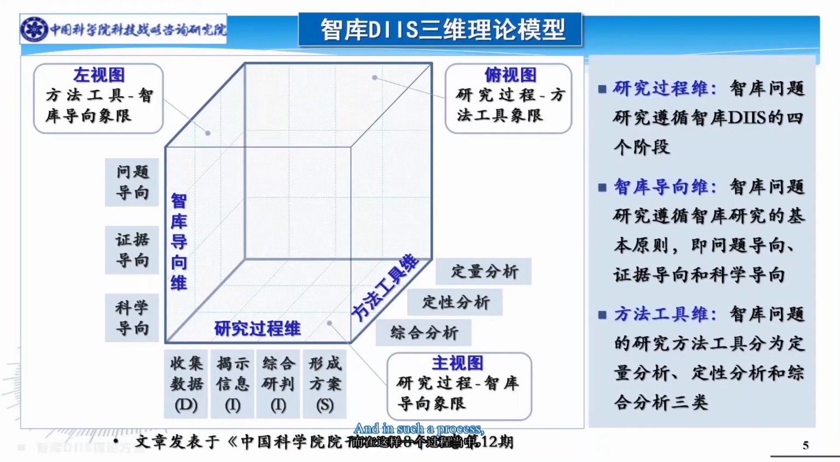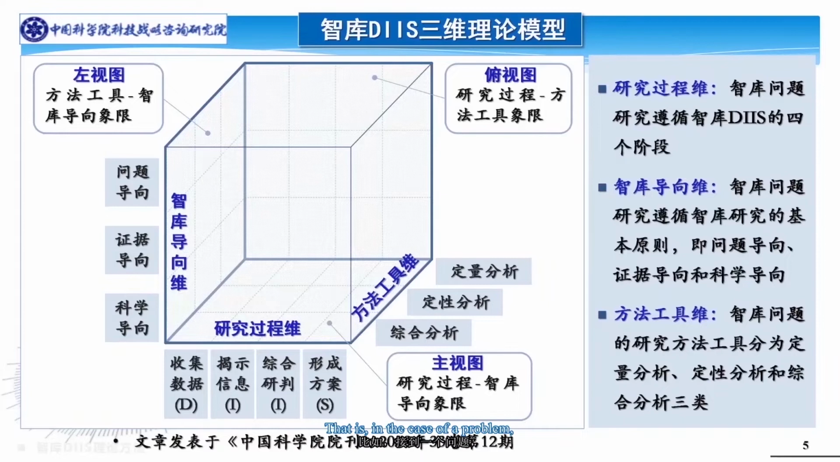And in such a process, at different links and stages, aiming at different problems and requirements, we adopt corresponding research methods. These methods can be categorized into quantitative and qualitative ones, as well as comprehensive methods combining qualitative and quantitative ones. Then when we face a think tank problem, we should use a 3D theoretical model.